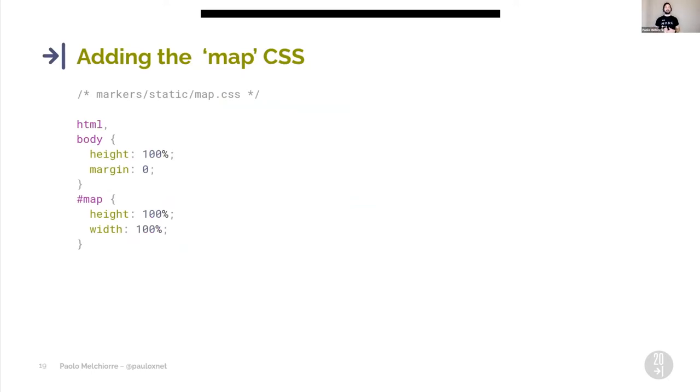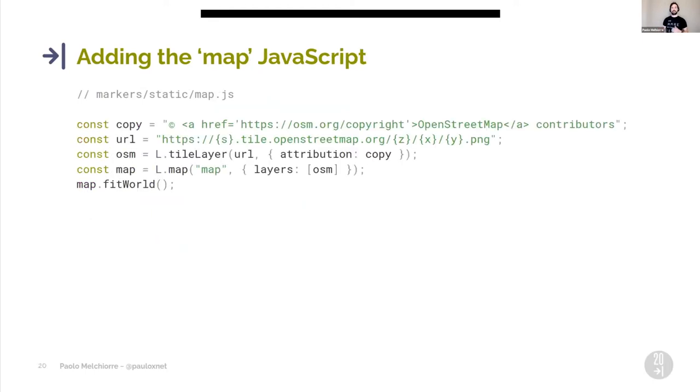We add our CSS file in the static directory, and inside it, we add only the basic rules to show a full screen map. In our JavaScript file, we add the code to view our map. Using the defined variables, we initialize an OpenStreetMap layer. We hook the newly defined layer to our map. The last statement sets a map view that mostly contains the whole world with the maximum zoom level possible.